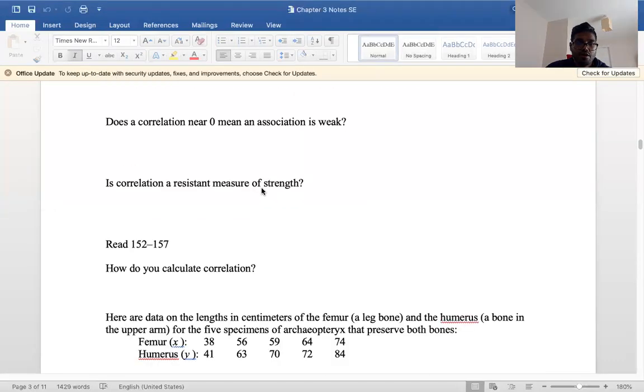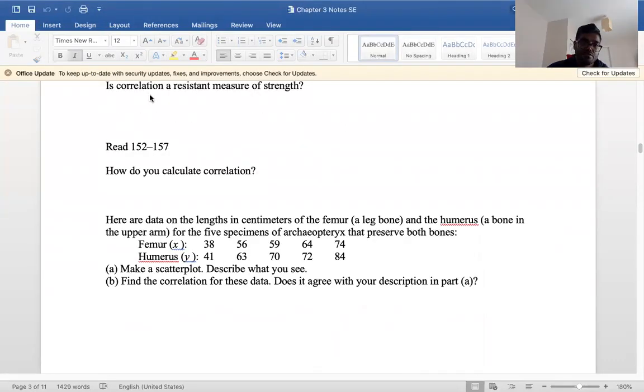Moving down, how do you calculate R? I'm going to give you the equation. Don't memorize this, please don't. You'll never really need this. But anyway, it's R equals 1 over n minus 1 times the summation of xi, so that's each individual x value minus the average, divided by the standard deviation of the x's, because you have two variables. You need two variables like a correlation. And then you have yi minus y bar over the standard deviation of the y's.